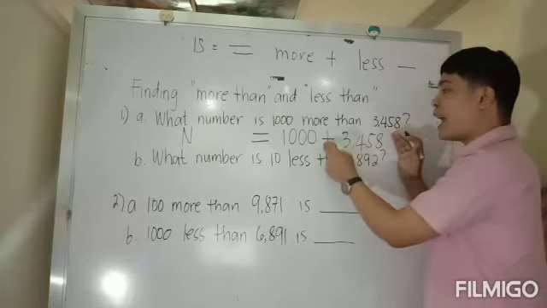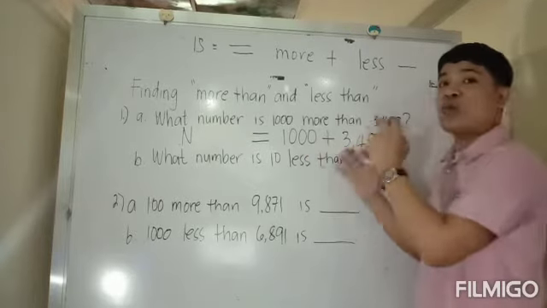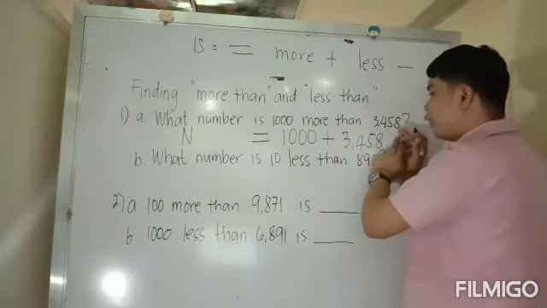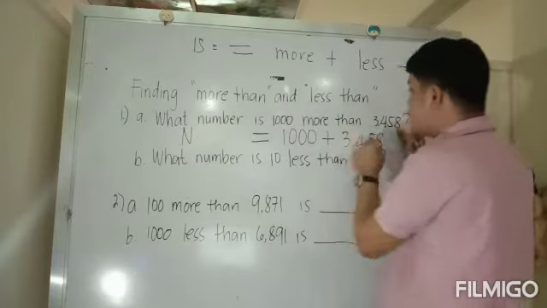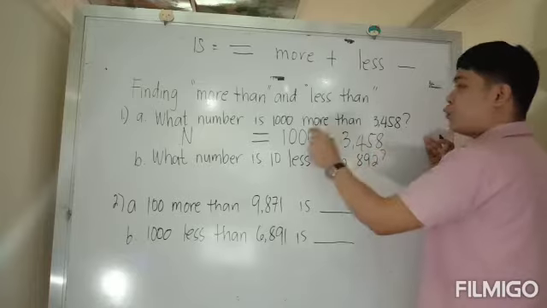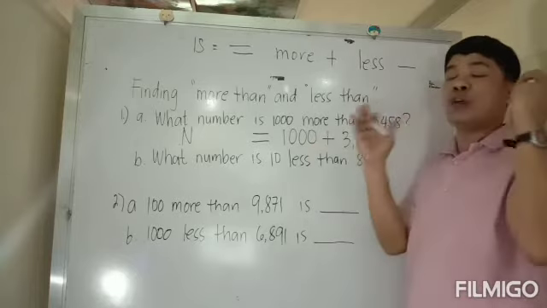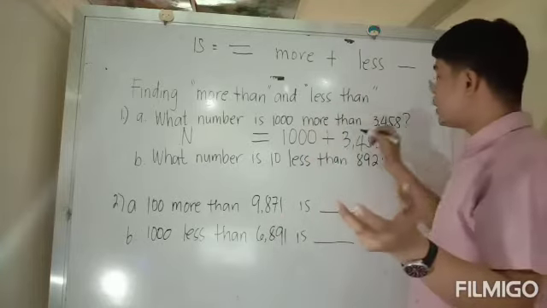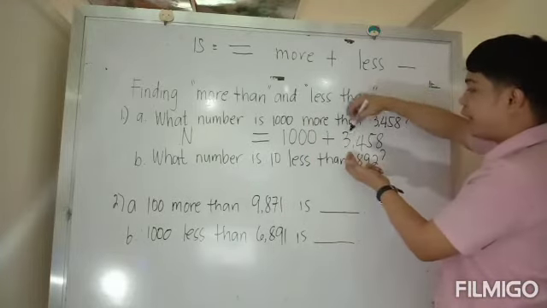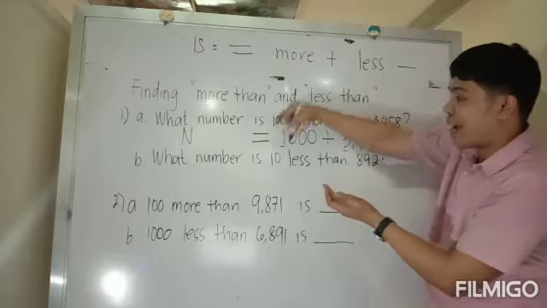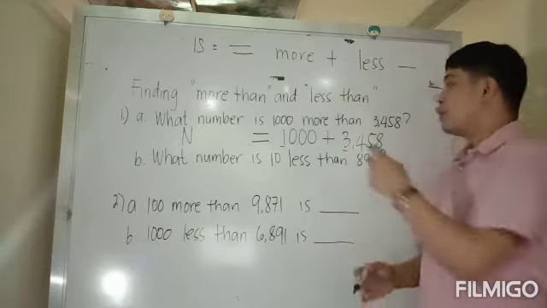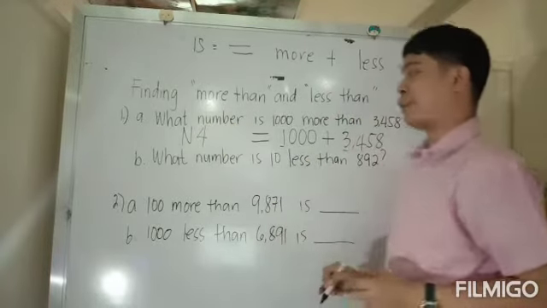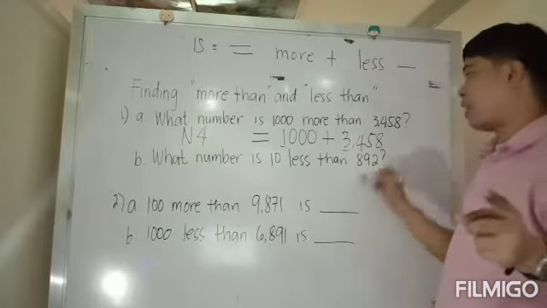Okay? So starting from the bigger number, 3,458, you will plus the 1,000, since I told you that you will solve it backwards, from here going to your n. So 3,458 plus 1,000. What you will do there is just add the thousands digit. The thousands digit here is 3, and the thousands here is 1. So solve it mentally: 3 plus 1 equals 4. So you will write your 4 there, and the rest of the digits you will copy.